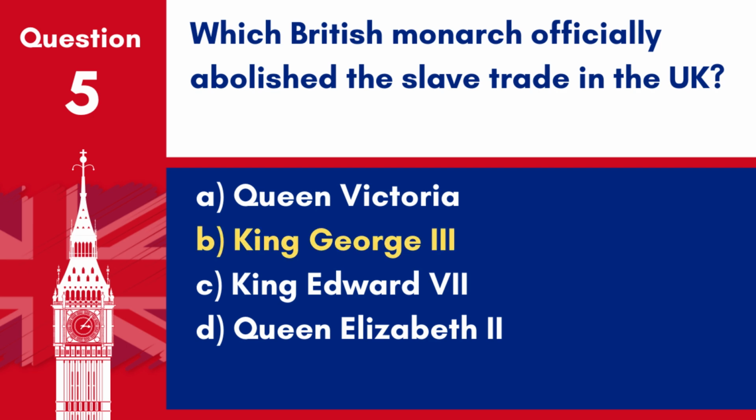Answer: B. King George III. King George III was the monarch when the slave trade was officially abolished in the UK in 1807.